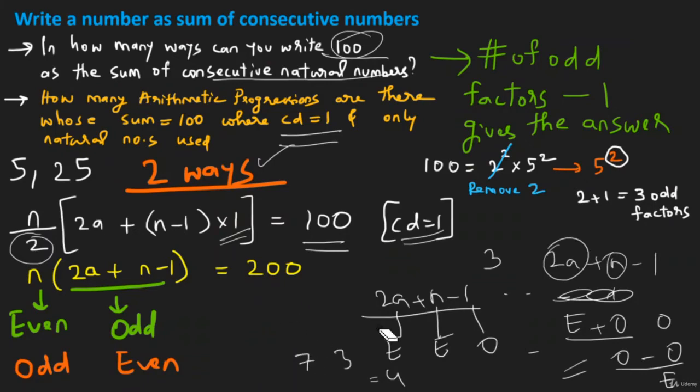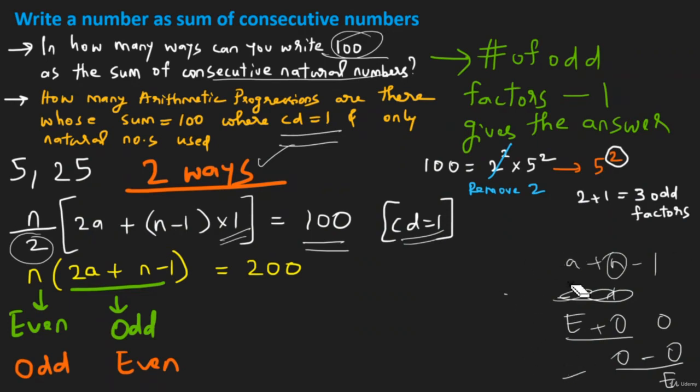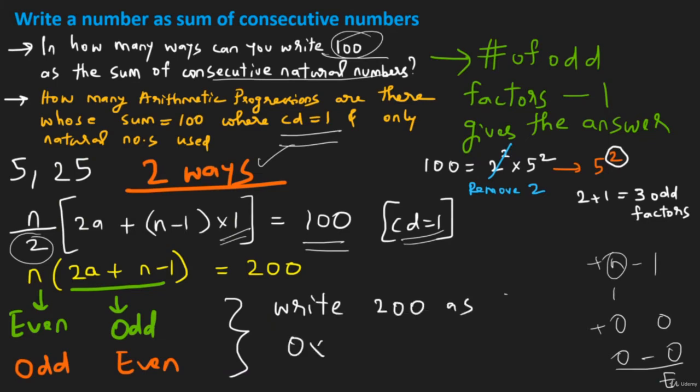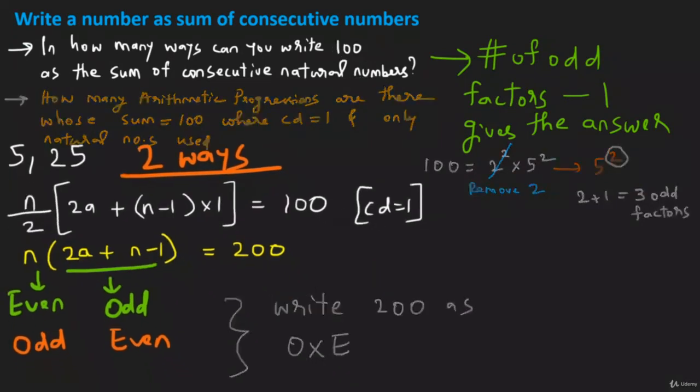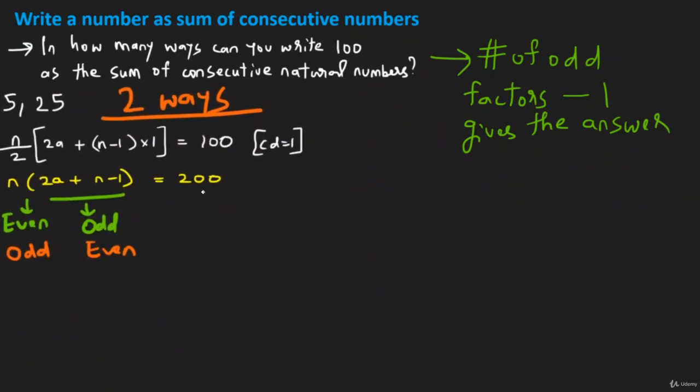Therefore, to proceed, all we have to do is write 200 as the product of an even and an odd number. Alright, now let's see how we can do this. Let me keep this aside. So we have to write 200 as even into odd, right? Now if you prime factorize 200, you will see that it is equal to 2 cube into 5 square.